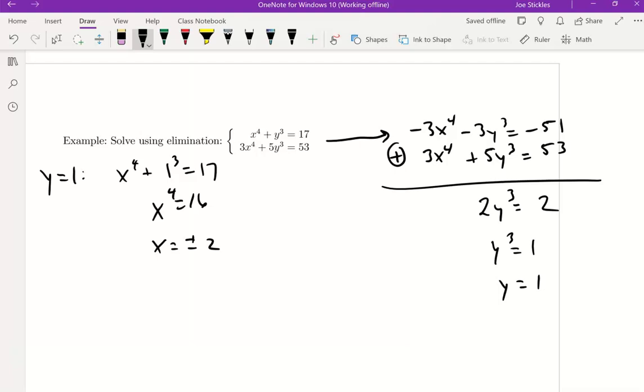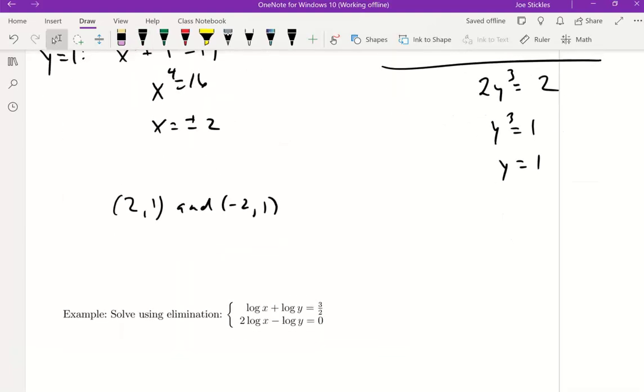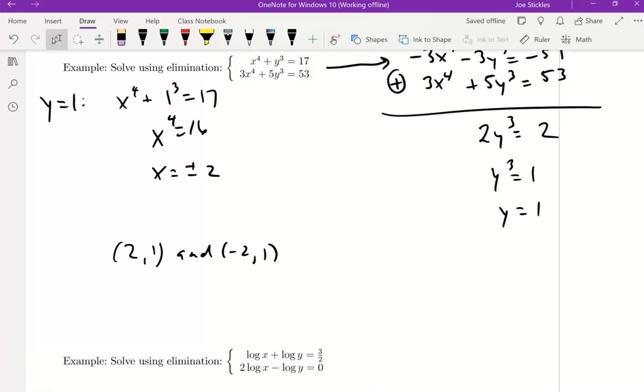All right, so finally, then, what are the two solutions? Good, (2, 1) and (-2, 1). Process okay on that?